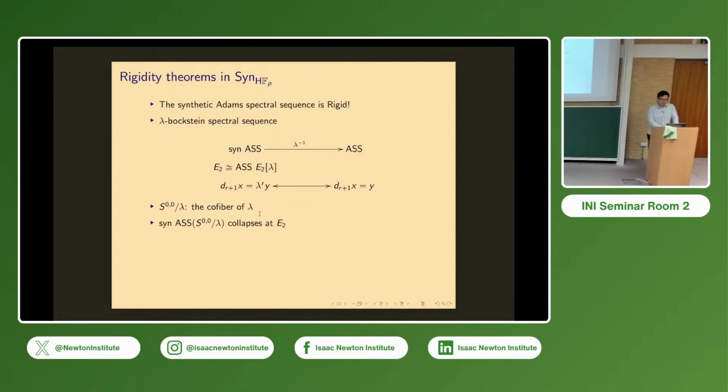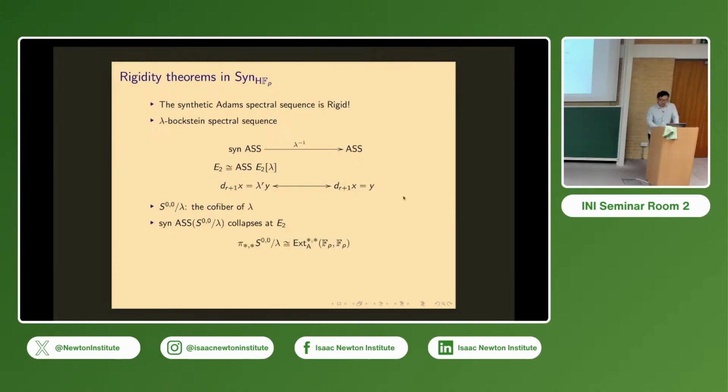Okay, and we can also consider the cofiber of lambda. Then the synthetic Adams spectral sequence collapses at the E2 page because there's no lambda anymore, and all differentials are 0. So therefore, the homotopy groups are the same as the classical Ext over the Steenrod algebra.